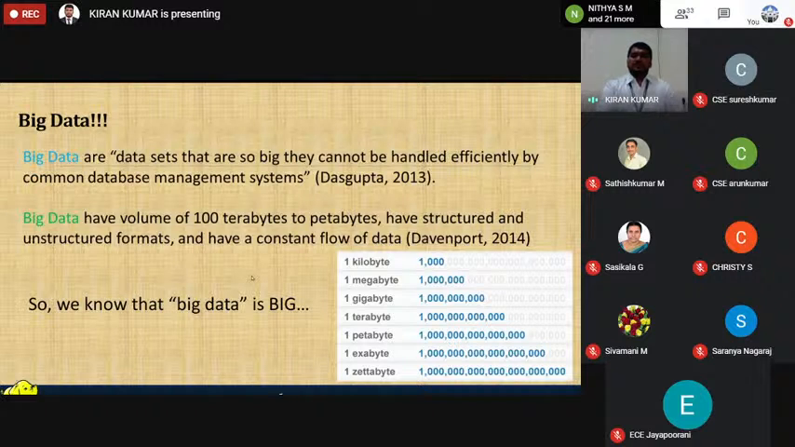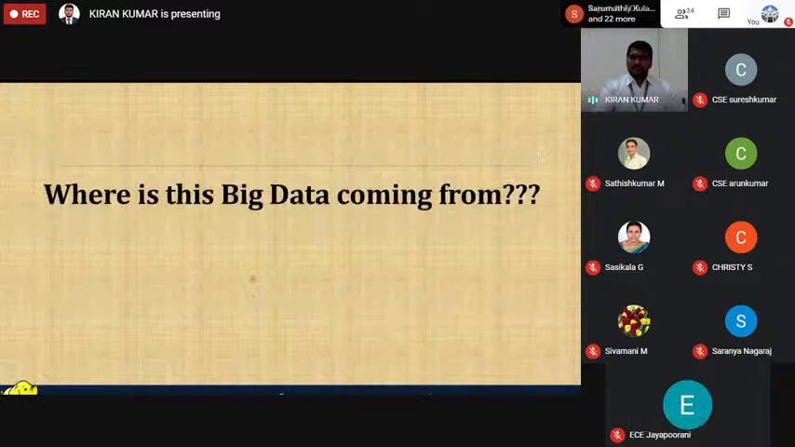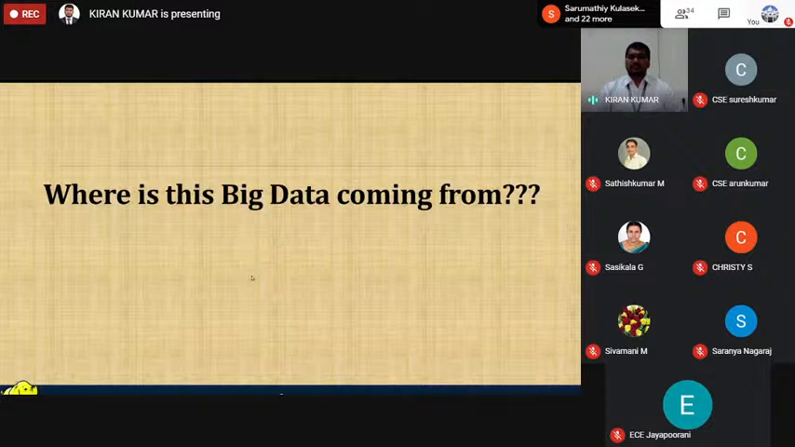And here one question will come to our mind: from where exactly is this big data getting generated? Here we understood the size of big data. If it is more than 100 TB, then we can say it is big data. But where are the different sources from which such a huge amount of data is getting generated? So my question is, where is this big data coming from?